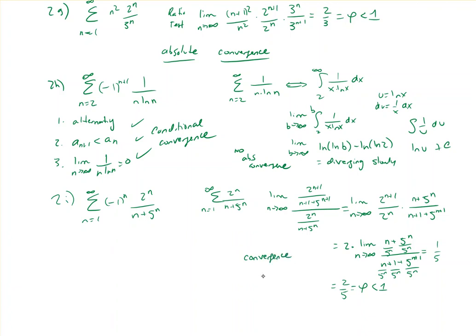by the ratio test. The ratio test here is telling us that rho is 2/5, which is less than 1. And because we did the absolute value of it, we don't have to worry about the conditional stuff. We have absolute convergence. Absolute convergence.